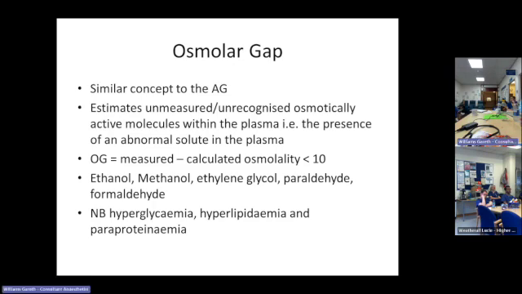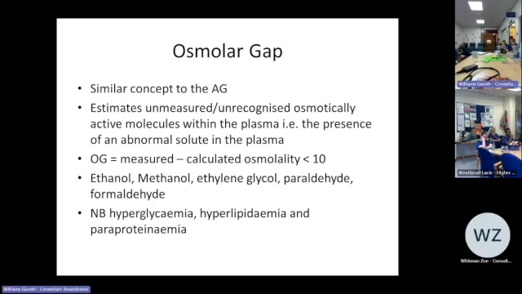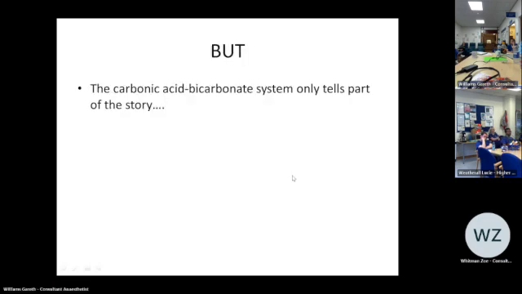Again, I think, whenever you look at a gas, particularly metabolic acidemias, do think about the anion gap and the osmotic gap. Everyone okay with that? Is anything you've heard so far that doesn't ring true? Good. I just want to go very slightly off-piste.